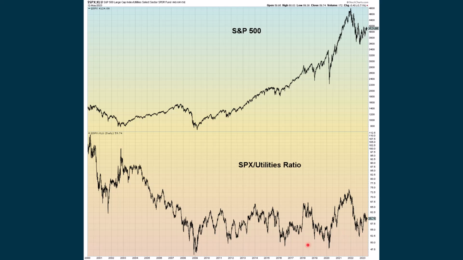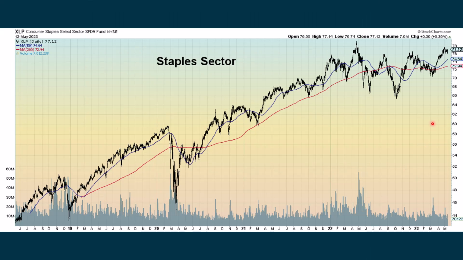Looking at the S&P and sectors, I talk about this every day in the daily video. In a good, solid environment, we want to see this ratio going up. Well, lately, it's been going down to sideways, so that's more negative. The staples sector, which got really close to a death cross, have seen a resurgence lately and are still in an uptrend.